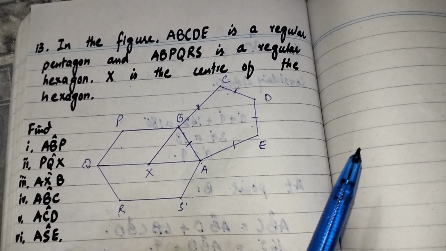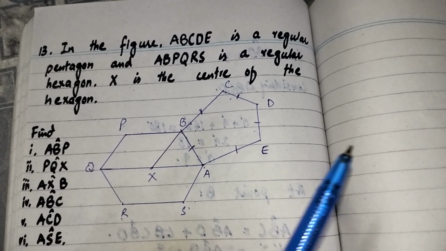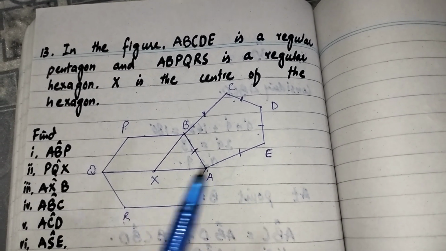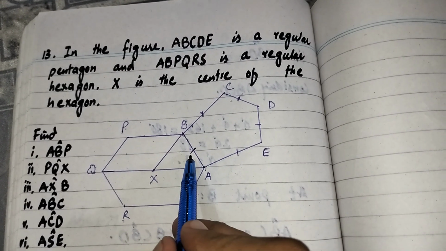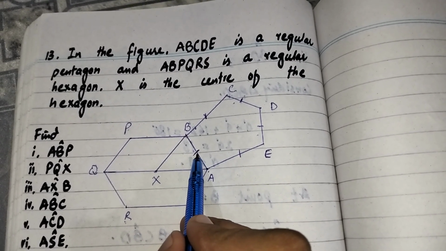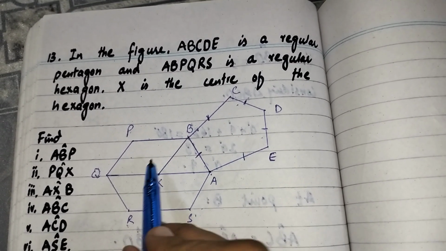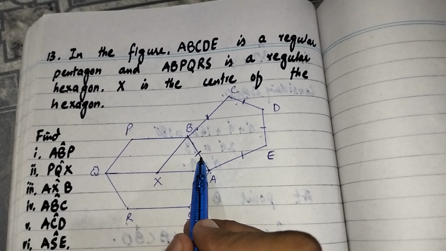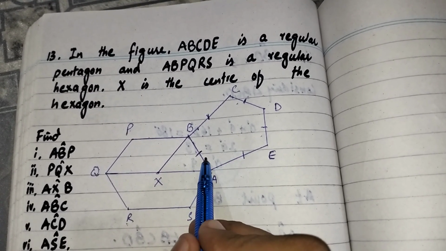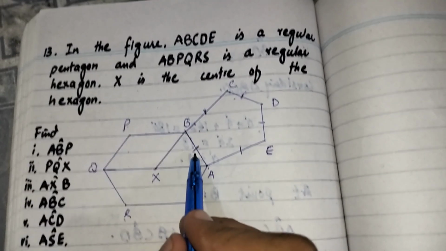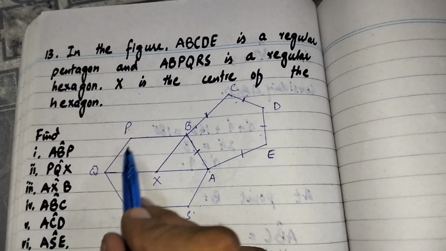It means that regular hexagon means that the given polygon having the 6 sides and all the sides are equal. So it means that this side is also of a pentagon and also of a hexagon, and this side of the pentagon and this side of the hexagon are equal. It means that it is a regular hexagon.